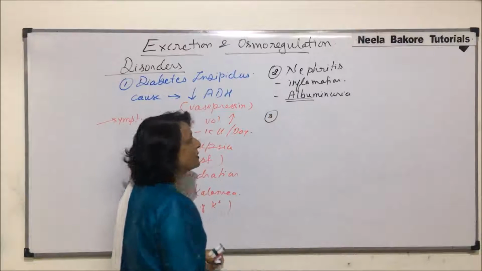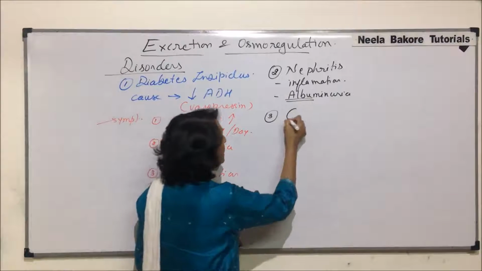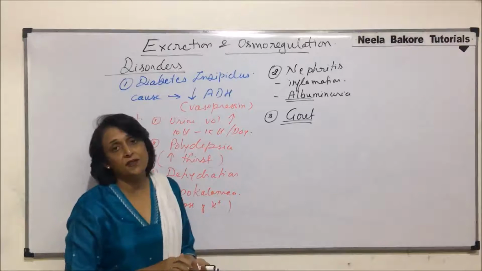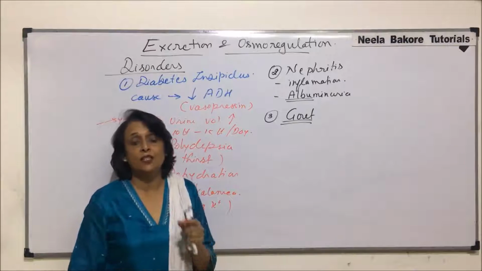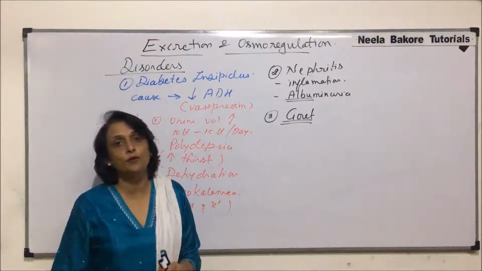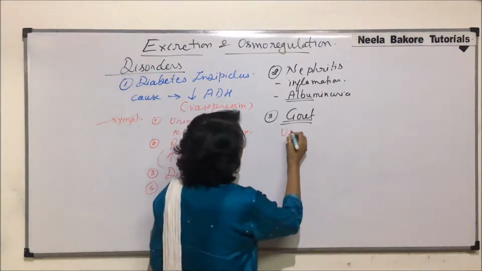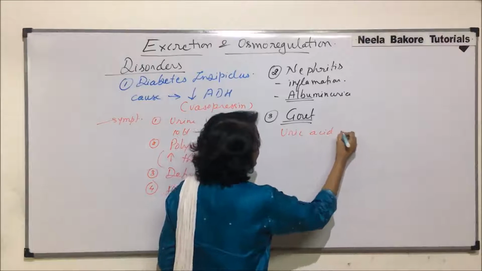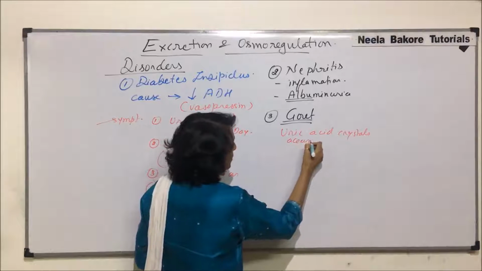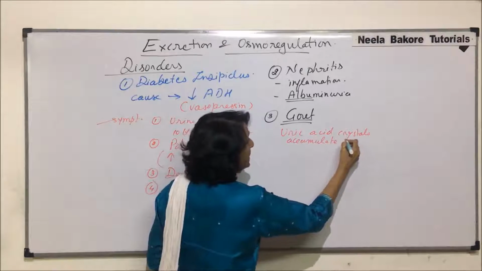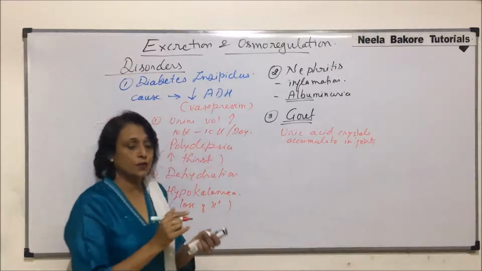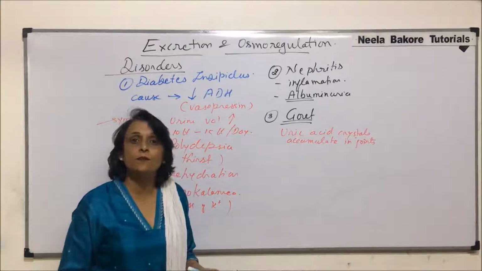The third abnormal condition can be gout. Now gout is joint related. There is basically accumulation of crystals of uric acid. So uric acid crystals accumulate in joints, and because of which the joints turn extremely painful.